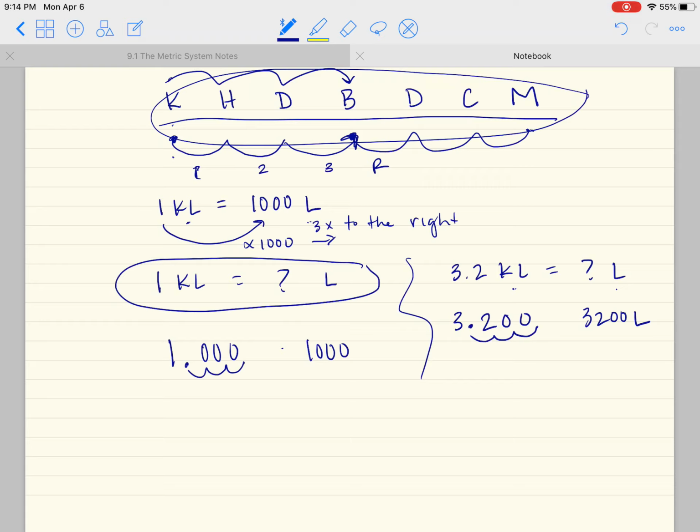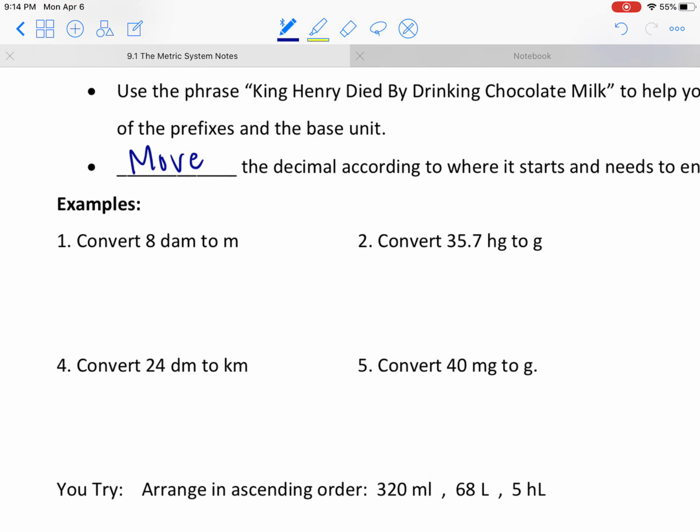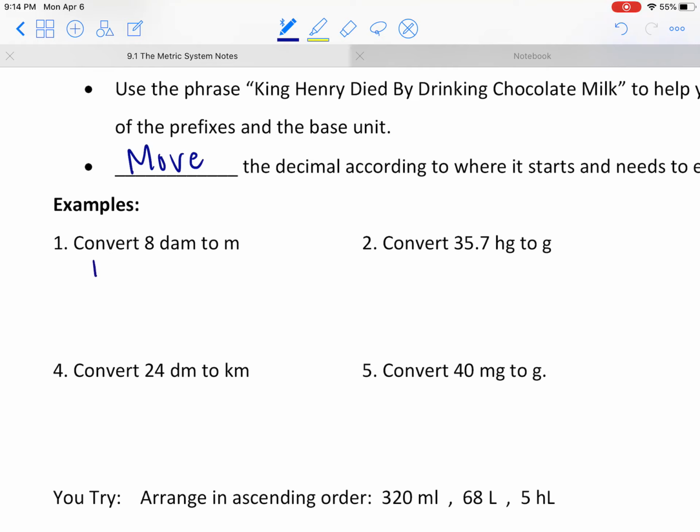Okay, so if we can remember this lineup, all we have to do is look at where we're starting, what the starting units are, and what we're trying to get to. How many times I have to move along this lineup will show me how many times I have to move the decimal. Okay, so let's try that out here.